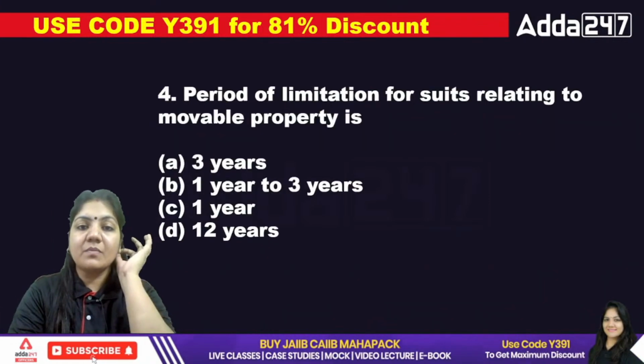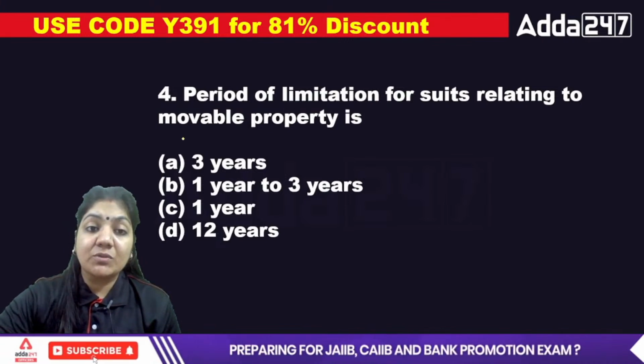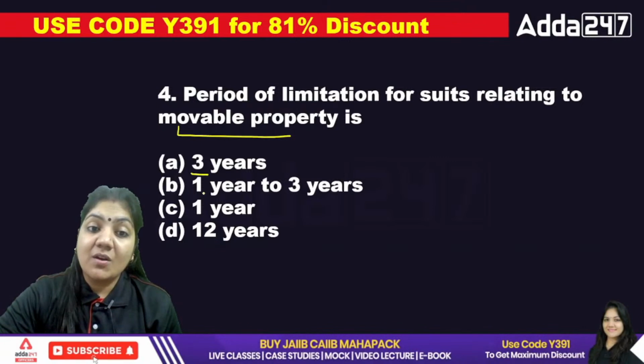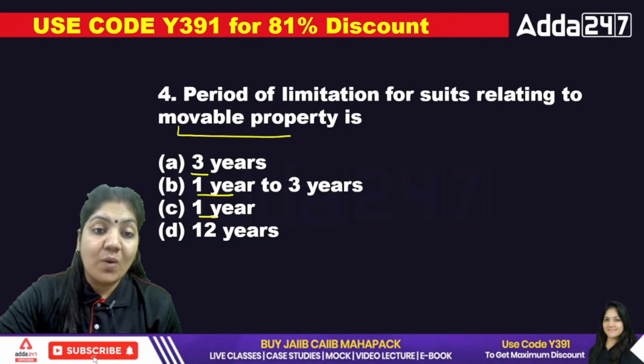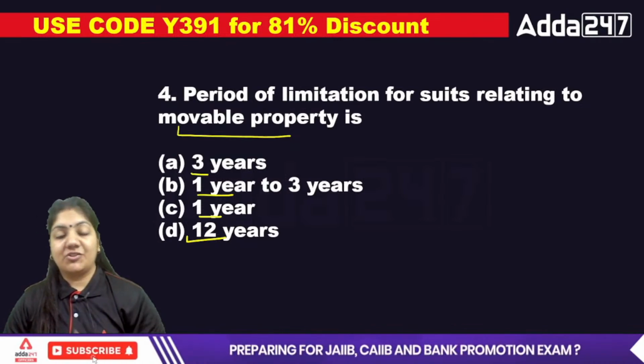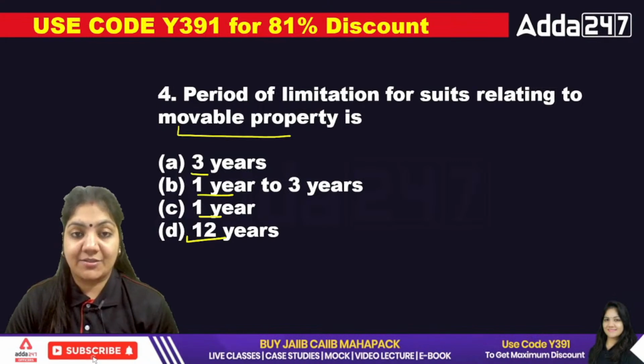Next, the period of limitation for suits relating to movable property is what? 3 years, 1 year to 3 years, 1 year, or 12 years? In the chart that we have read in the paid batch, you can see that.